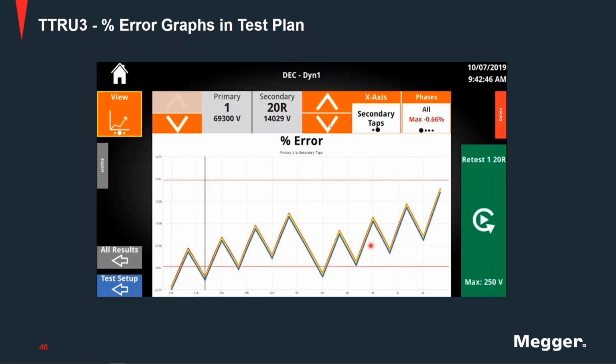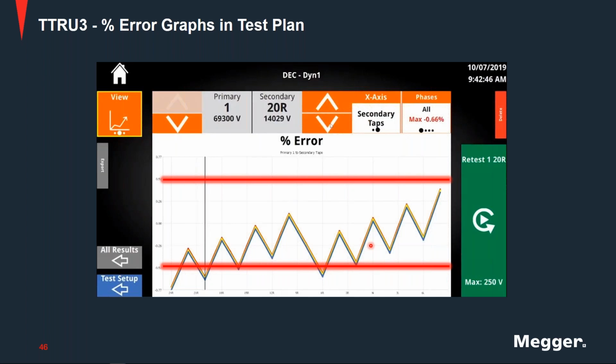And then finally here, when you do set up your test plan, what we provide you on screen is percent error graphs when you are going through your testing. So whether you're testing a 5-tap pad mount transformer or a 33-tap OLTC, while yes, it is good to look at each individual phase, the excitation current, the turns ratio, the percent error, sometimes you just need a concise way to make sure that all of your taps are within the percent error limit. And we provide that for you on this easy to read graph.